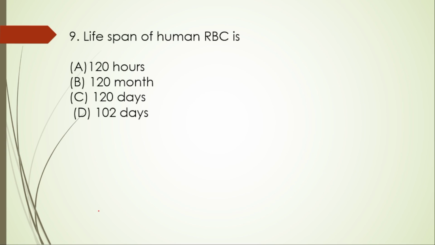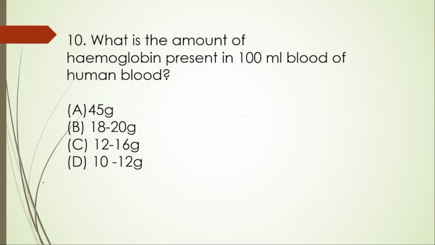Next question, that is ninth one. Lifespan of human RBC is 120 hours? No. 120 months? No. 120 days? Yes, this is correct. RBC are produced in bone marrow. What is the main function? They transport oxygen from the lungs to the rest of the body using a protein called hemoglobin. And the lifespan is 120 days, just now I said. So you must keep this one in mind as a key factor to remember about RBC.